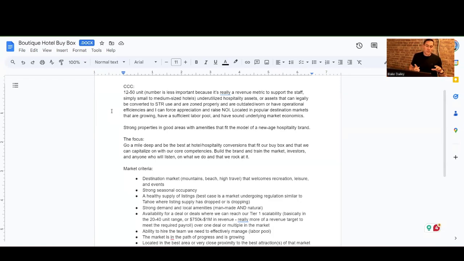It could be parks, it could be events, it could be local festivals, it could be all the different things that make people want to travel to an area, because that's what's going to fill up your rooms with guests. They're going to pay money and generate the revenue that you need to operate the business. So when you look at your buy box, I like to think of it as not just the deal itself, but where you're looking, and the market is just as important.